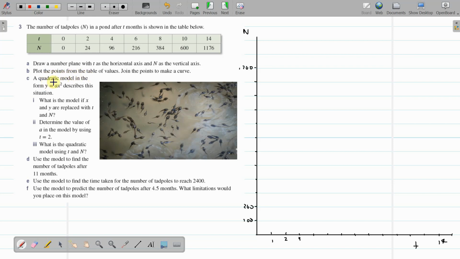Plot the points, quadratic model. So I've done that already with you before. So now it's your turn. So just replace x and y with t and n. So n equals a t squared. Then we do the same thing as what I did before, and then you can substitute in to find what these values are.